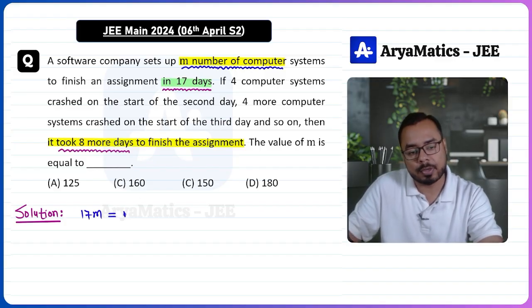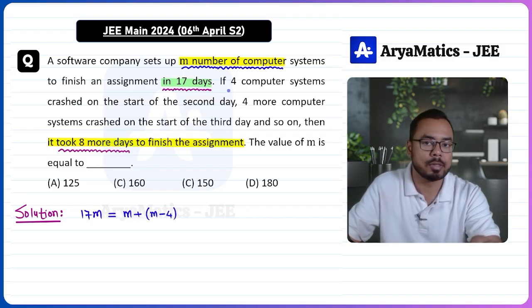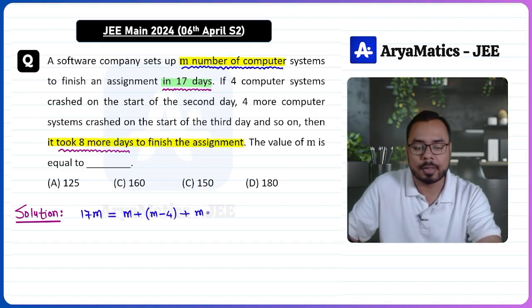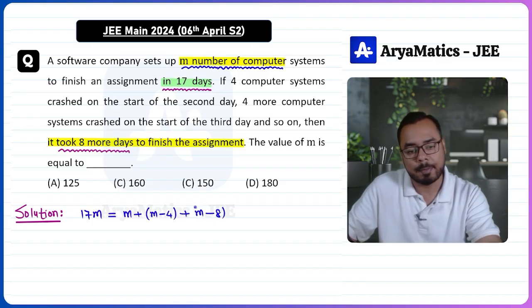here on first day we have m number of computers working, then on next day we have m minus 4, right? Because 4 computers crashed on the beginning of second day. Then on third day the number of computers working, this will be m minus 8, right? Here we have m minus 4, then another minus 4, so m minus 8. And in this manner it will continue.